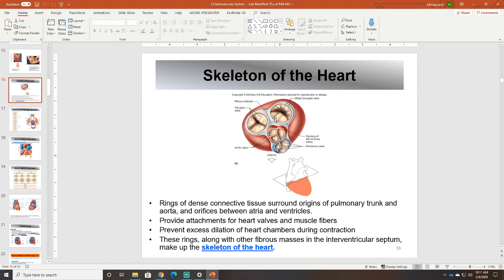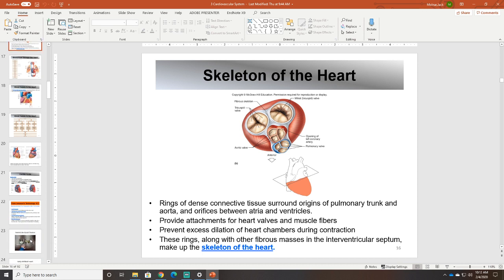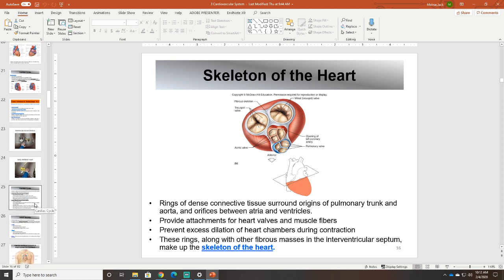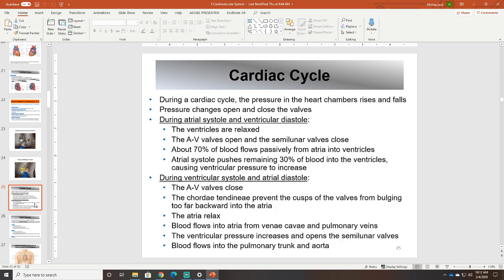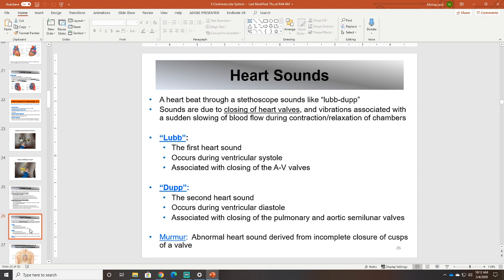All right. So the murmur is due to incomplete closure of the cusps of the valve. And this can be due to stenosis, which is a narrowing, a narrow opening in the valves, or calcification of the valves, or any number of things.